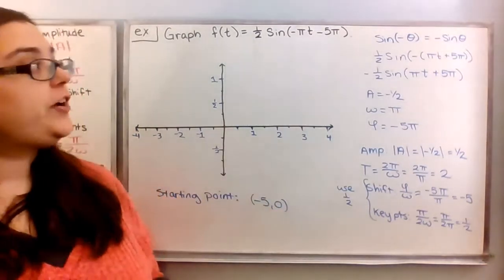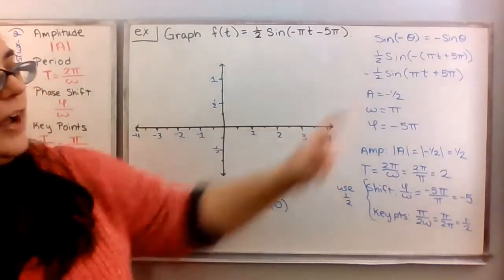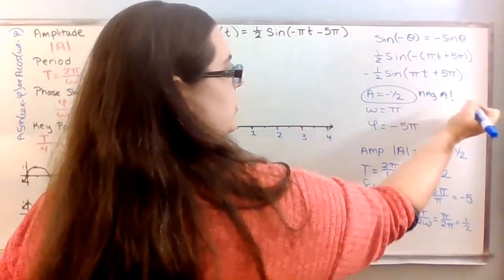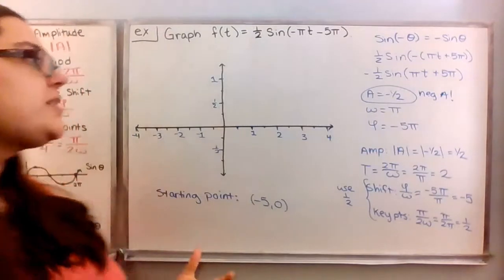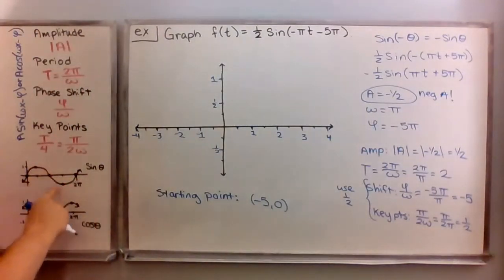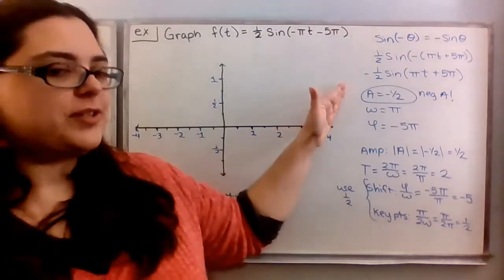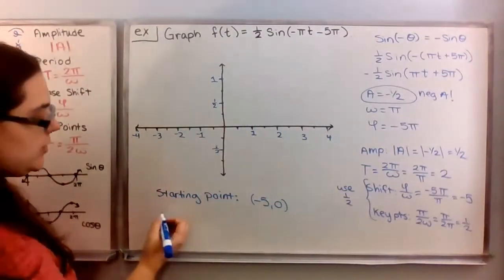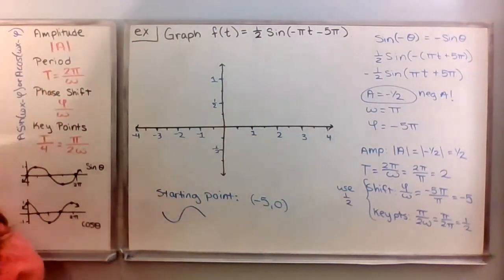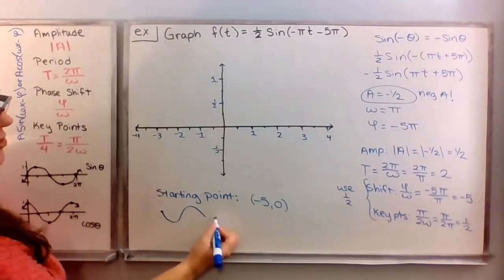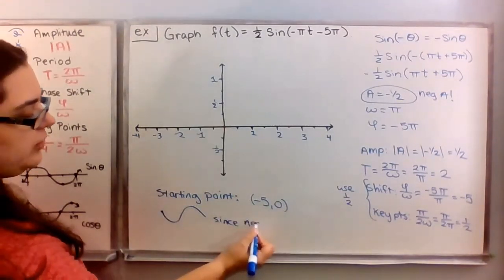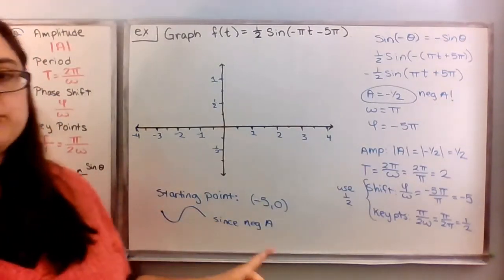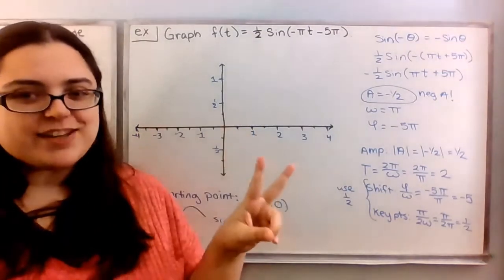Something else that's going on in this function is that we have a -1/2, so we have a -a. What that means is typically the sine function is going to come up and then down. But because the a value is negative, we're going to be flipping it vertically. So we're going to go down and then up when we draw our sine function. This is because we have a -a. If we had a +a, we would come up and then come down like usual. So those are two things that are messing up this function a little bit.